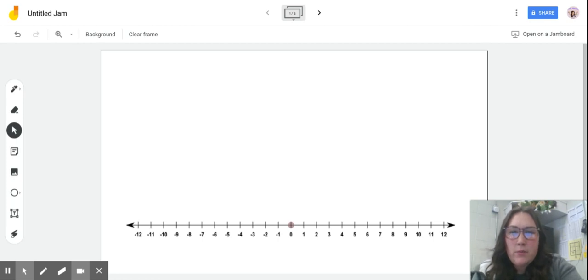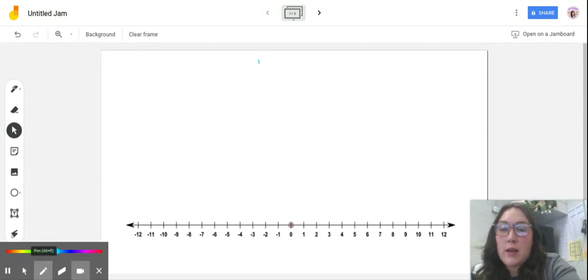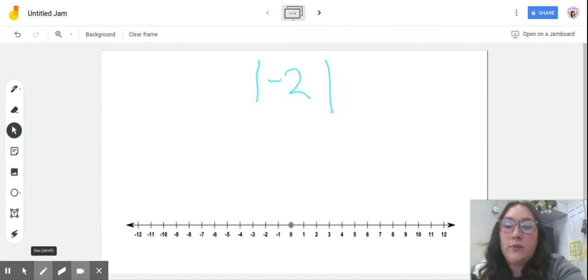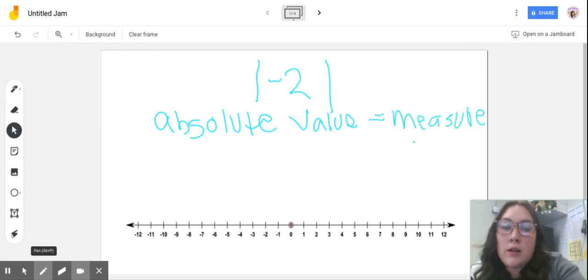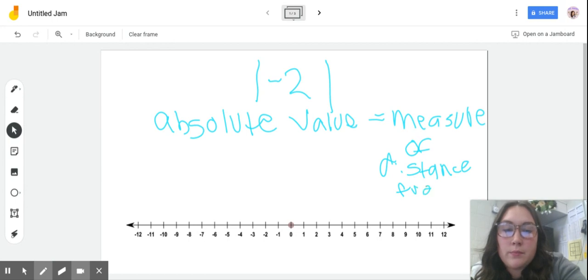Guys, so another thing we need to learn here in this lesson is, well, first we have to recall back to what does absolute value mean? So if we talked about the absolute value of -2, well, when we talk about absolute value, we know that absolute value is a measure of distance from zero.